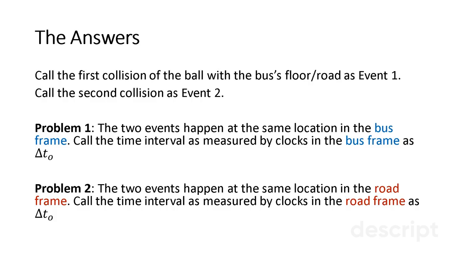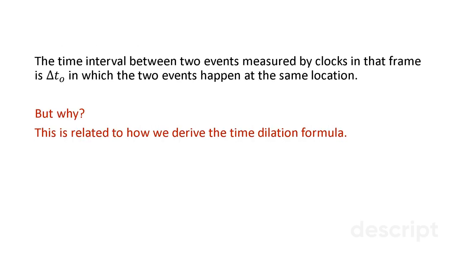That is because the two events are happening at the same location in the bus frame. But in problem 2, the two events happen at the same location in the road frame. So we call the time interval between the two events as measured by clocks in the road frame as the proper time interval. So we take the time interval between two events as measured by clocks in that frame as proper time interval in which the two events happen at the same location.